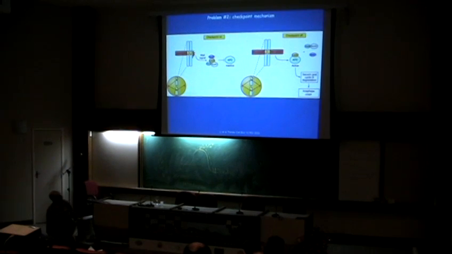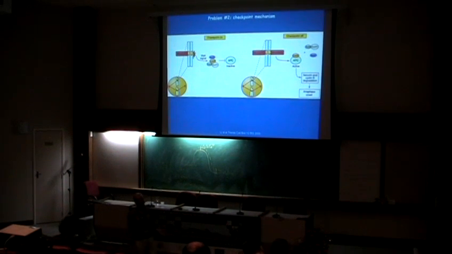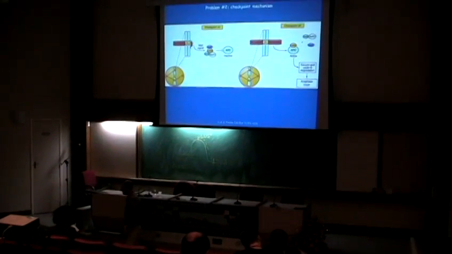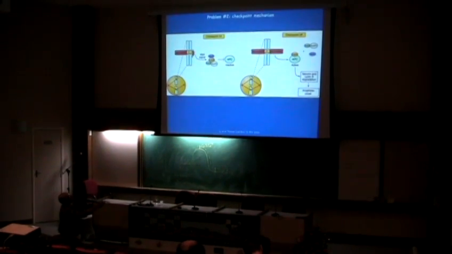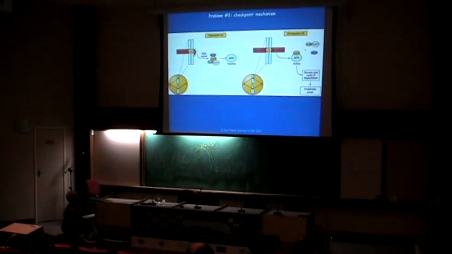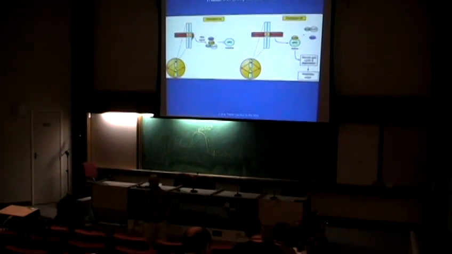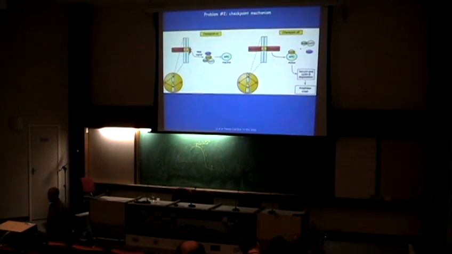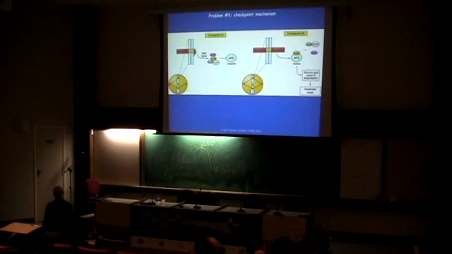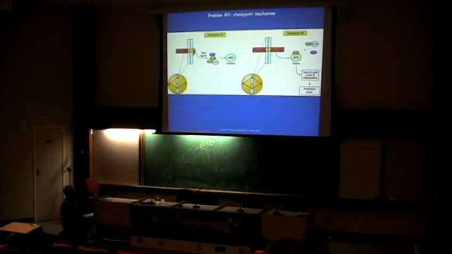So I wanted to start today by telling you about the second problem associated with the mitotic spindle. And this problem is the mitotic checkpoint mechanism. This is probably the most important thing in the whole of mitosis, the most important point at which mistakes are most lethal for the cell. And here's what I mean.